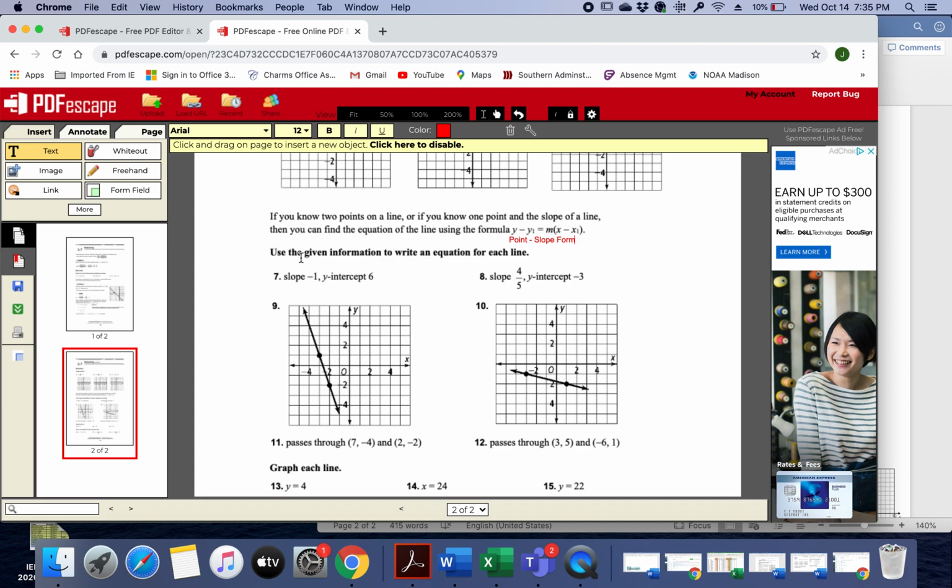So 7 through 10 says use the given information to write an equation for each line. Well, if we have a slope and an intercept, then we can use the slope-intercept form.